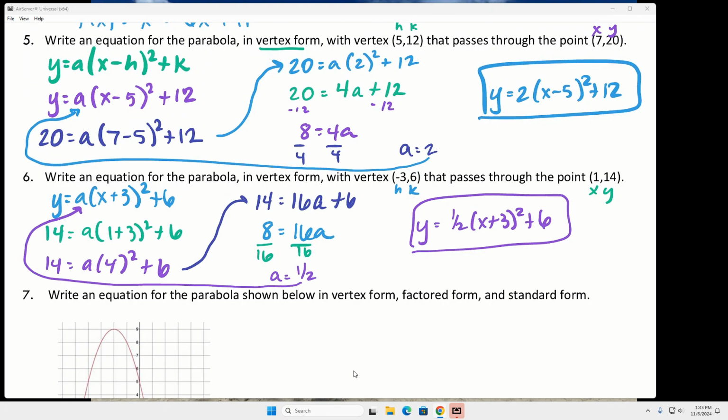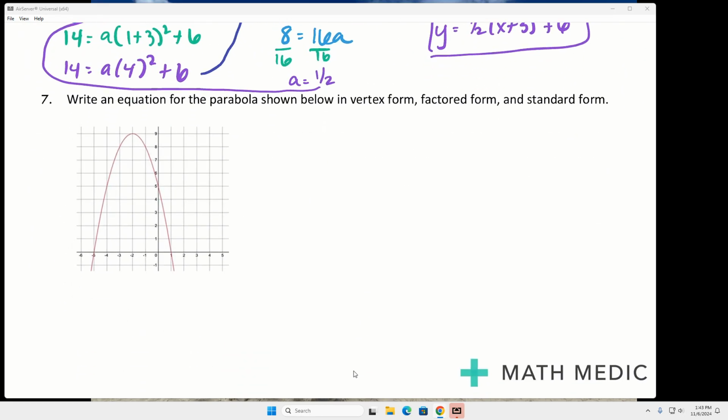So what do you like better, just guessing or just doing it algebraically? Guessing algebraically? I don't know. Okay. All right, I don't think we're going to get finished today, and that's okay.